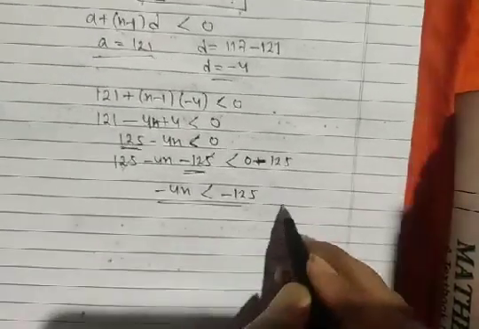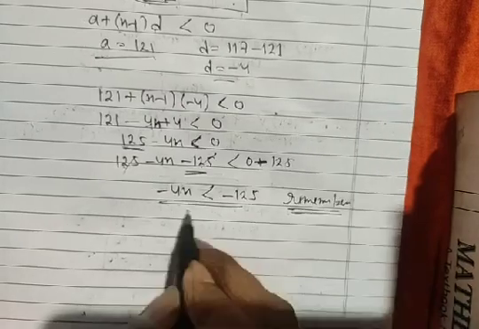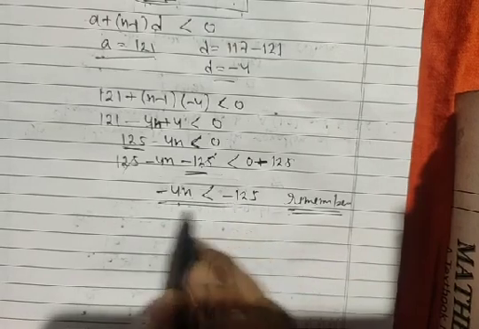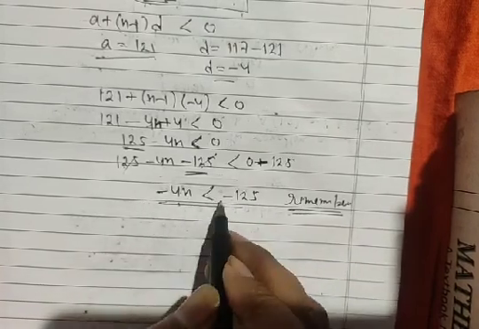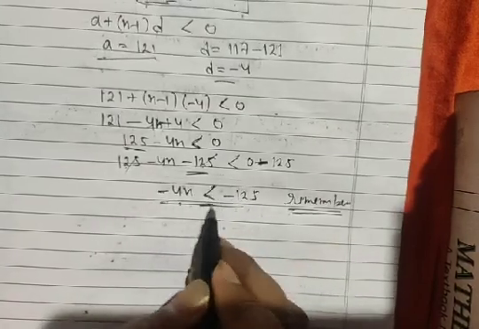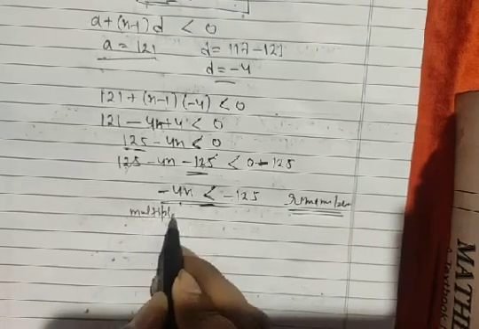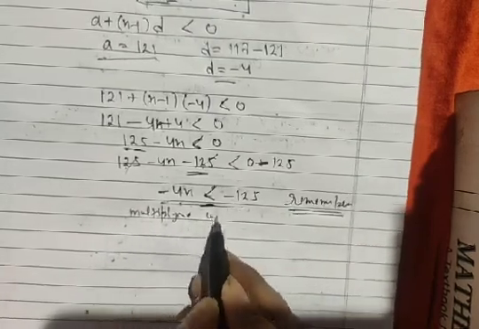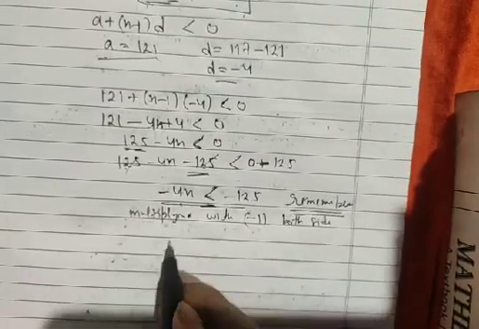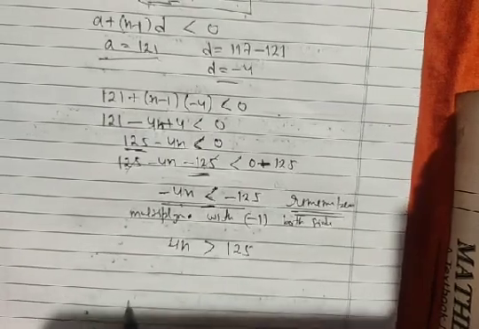Now remember this concept. We have minus 4n less than minus 125, and we have to solve it. We multiply by minus 1 on both sides. When we multiply by a minus sign on both sides, the inequality sign changes. Then we have 4n greater than 125.